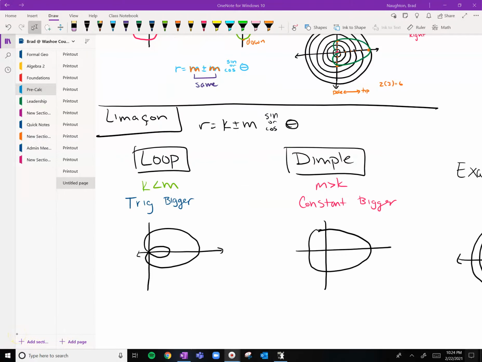And so my little helpful piece for Limacon is that we kind of know the idea if it's up, down, left, or right based on sine and cosine at this point. So let's really just focus on loop or dimple. There is a little shortcut for our loop. Remember, that's when the trig piece is bigger. Our m is bigger. M is right next to the sine and cosine. That's why I say our trig is bigger.